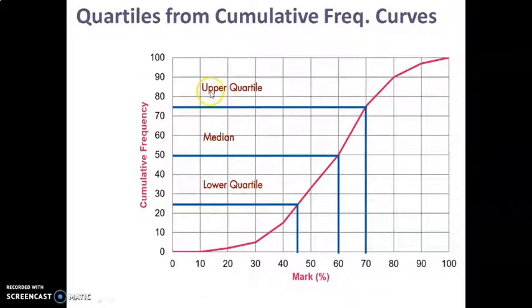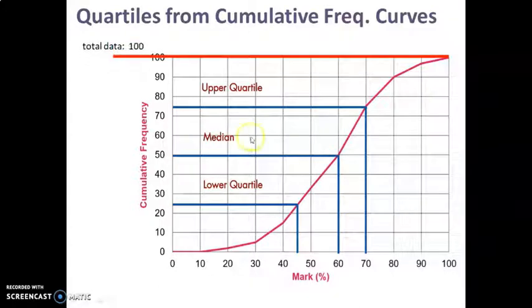And finally, upper quartile is 75% of the way through the data. So we go up to 75 in this data set, go across, go down, and now we have arrived at a mark of 70%, which is your third quartile value. Okay, again, total data here, 100. 25th position in the data set is Q1.